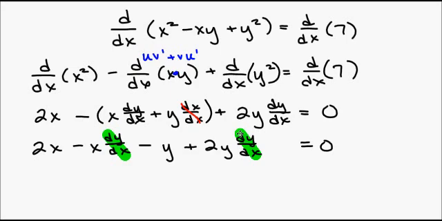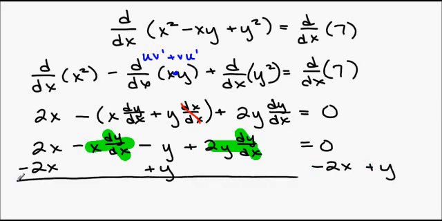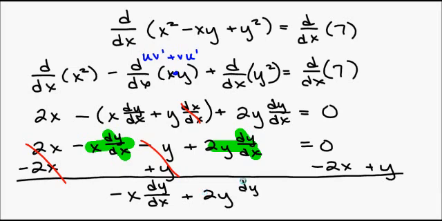I'm going to find my dy/dx terms, which are here and here. I'm going to isolate those. So I'm going to move everything that I haven't highlighted to the other side of the equation now. So subtract 2x and add y to both sides of the equation. So these go away, and we have negative x dy/dx plus 2y dy/dx equals negative 2x plus y.